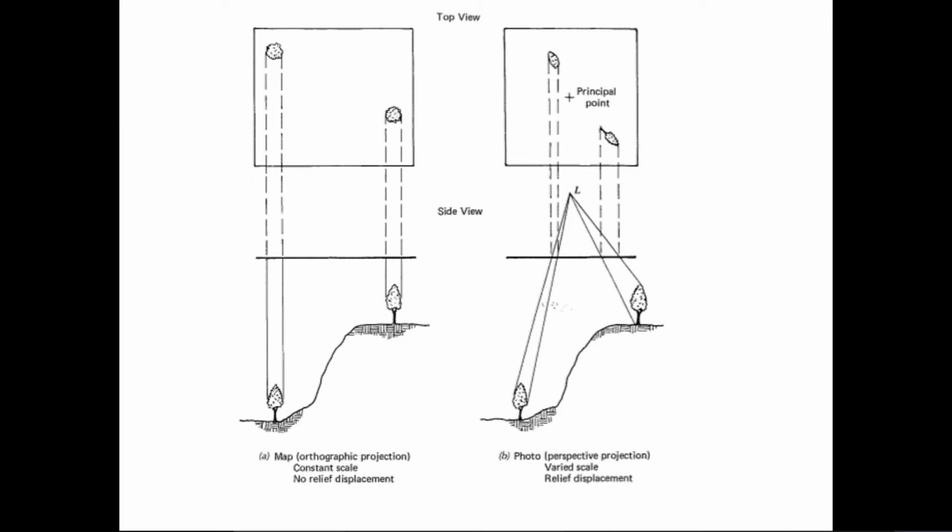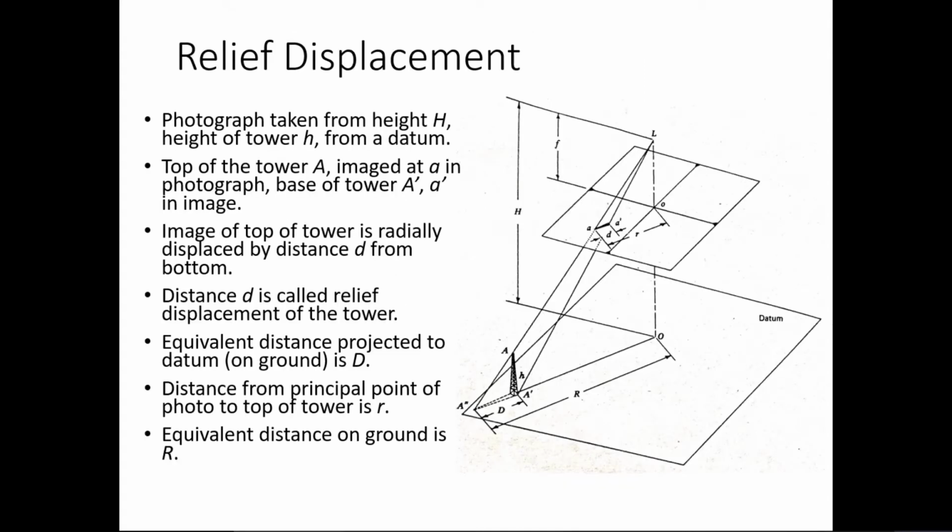On the left side you can see the map, where you get pretty much a plan view of the area, but on the aerial photo, you can see the perspective view. So from the principal point, you can see that the objects are leaning away, right? That leaning away, that relief displacement, can, as I mentioned, be used to find out the height of a particular object.